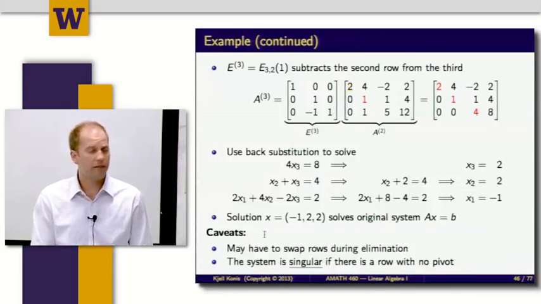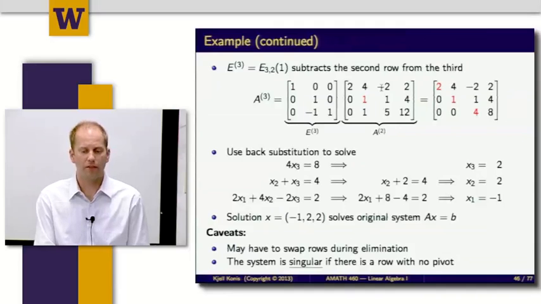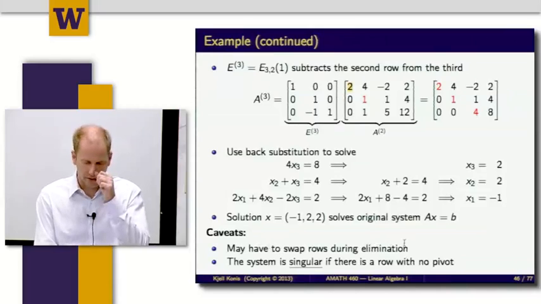So sometimes, there's no particular reason why the columns have to be in any particular order. Why the rows have to be in any particular order. So you can move the rows around to get yourself out of this problem. So you would just pick a row that has a non-zero value here and use that as the first pivot. And so that's called making a row swap. So sometimes you have to swap rows during elimination.